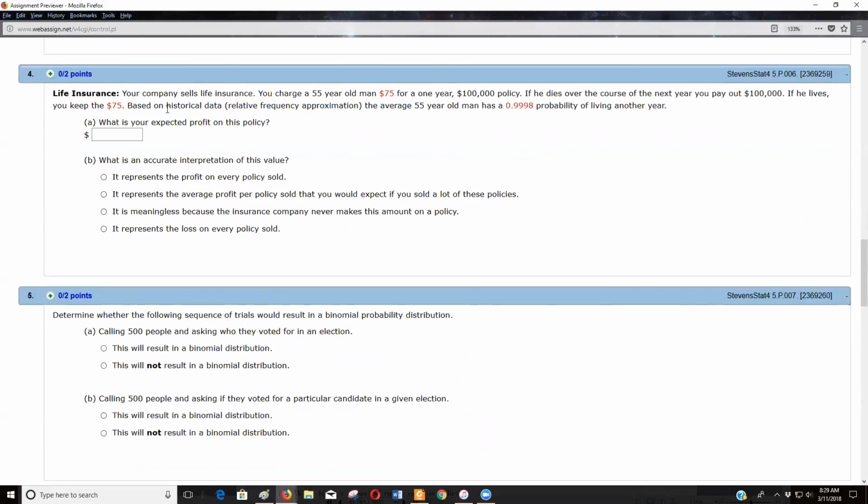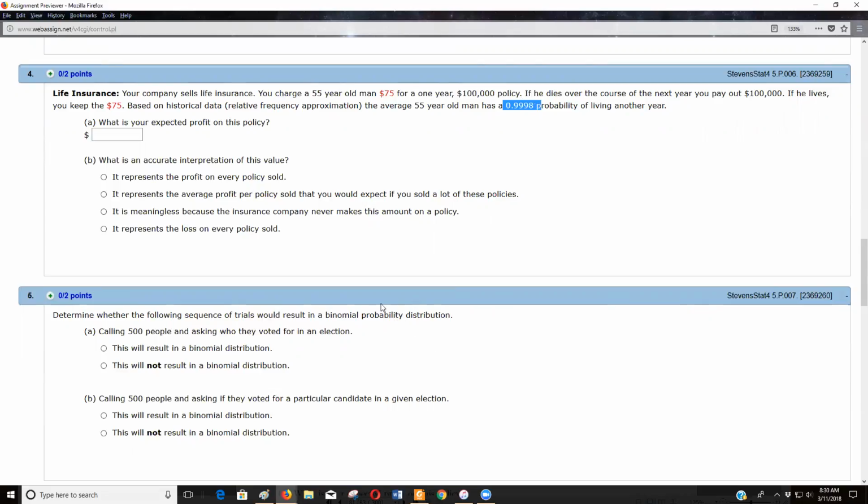So this is the life insurance problem, and we see that the insurance company gets paid $75 for every policy they sell to a 55-year-old man, and it's a $100,000 policy. And if he dies, they have to pay out the $100,000, and if he lives, they get to keep the $75. Then they tell us this probability. Now, this probability is the probability that the guy will live.